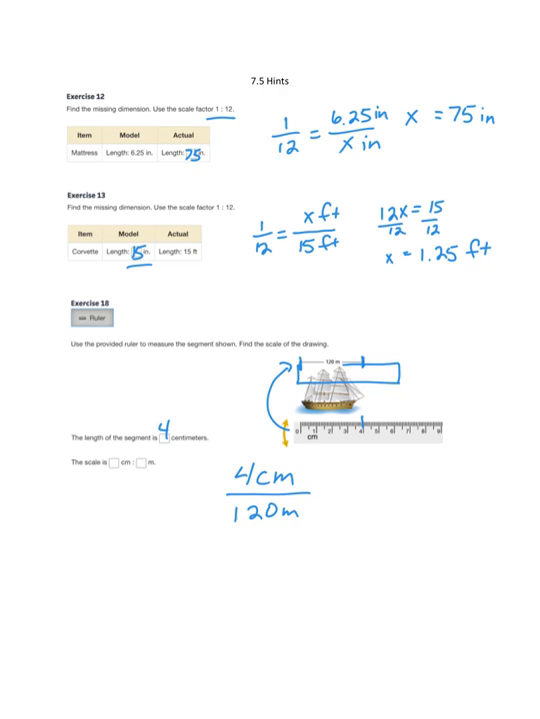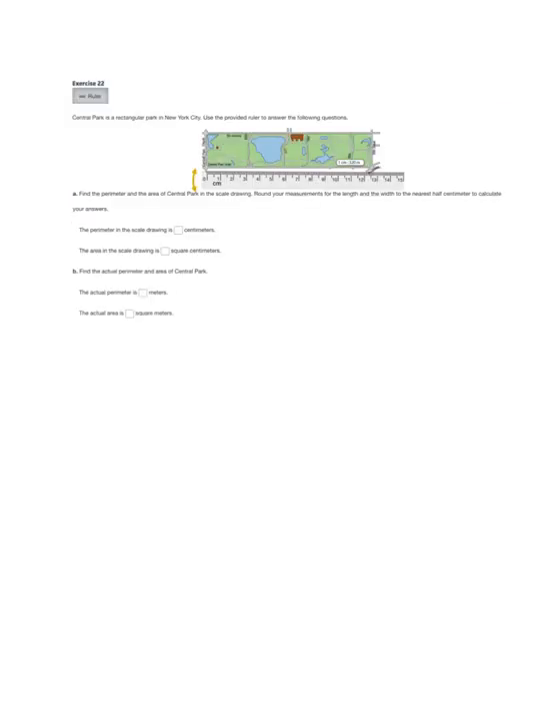And then just like a fraction, we're going to simplify this if we can. We don't want fractions or decimals in it, but if we can simplify with whole numbers, we'll do that. So we can simplify and say every 1 centimeter on the ruler, on the model, will represent 30 meters on the actual ship. So the scale is 1 centimeter to 30 meters.